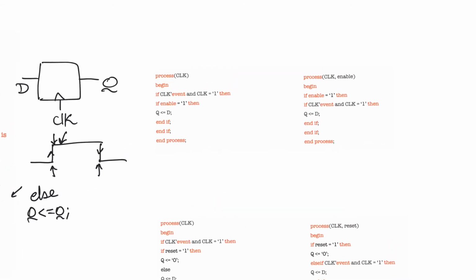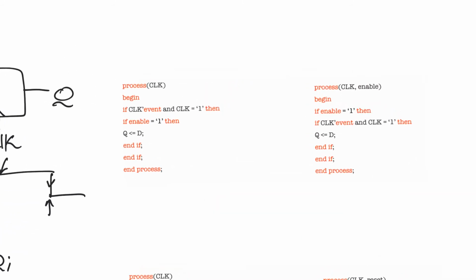Now let's look at some variations on the register. These are two variations that include enables. So we have a register with enables. In this case, the enable condition is within the condition of the clock, and in this case the enable condition, the enable if, is outside the clock condition. And so we call this a synchronous enable, and we call this an asynchronous enable.